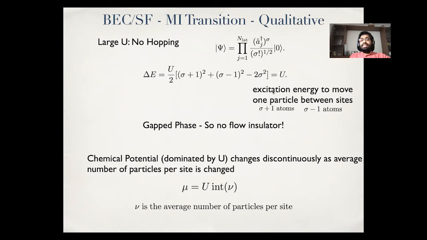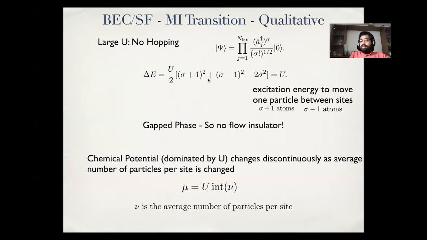The idea is, let's ask, when I have this kind of situation where I have filled in each site sigma number of atoms, and I have to make an excitation in my system, which means I want to move one particle from a site with sigma plus 1 atoms to a site with sigma minus 1 atoms, so that I can make each of them have the same number sigma of atoms. This is like an excitation in my system. Now you can calculate the energy of this excitation. There is no tunneling. It's only the interaction energy.